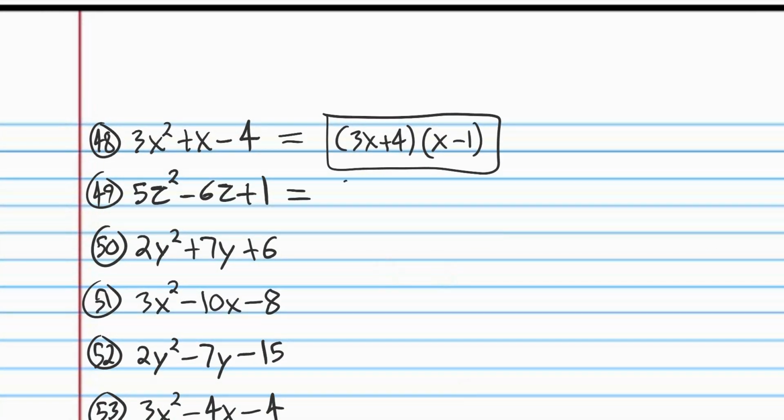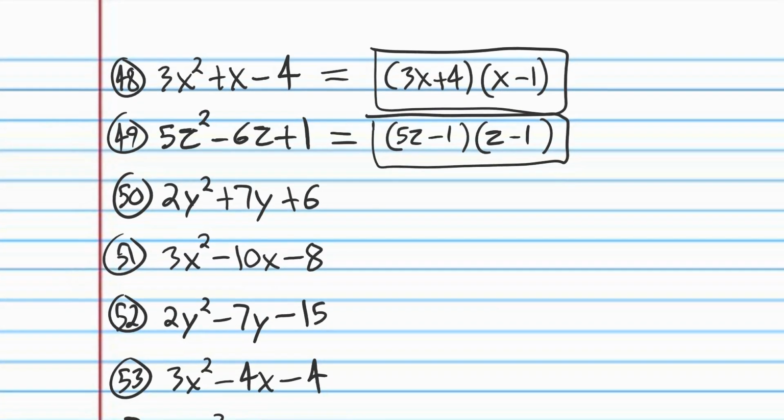We'll try a couple more of these together. I'm going to start going a little faster now. I don't want to bore you. So we have 5z and z, and it's got to be negative 1 and negative 1. So this one was actually pretty easy. There are no other options for this one. If you switch, you just get the same thing. All right, so on to number 50.